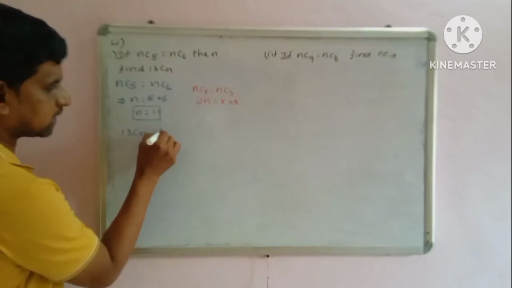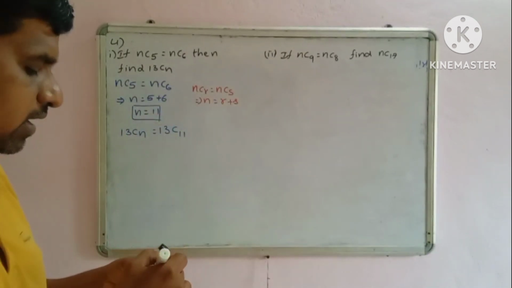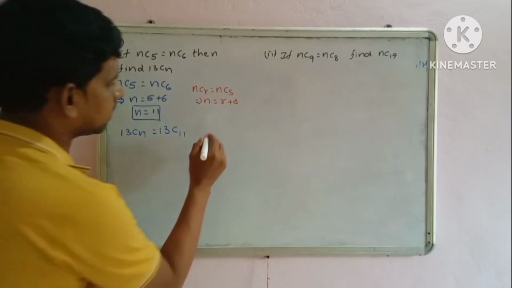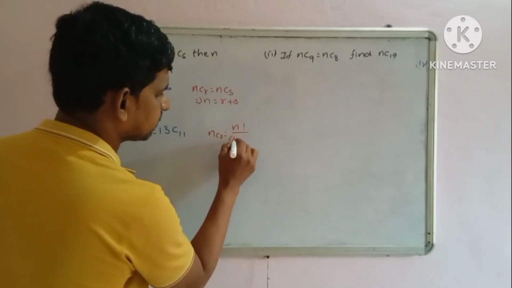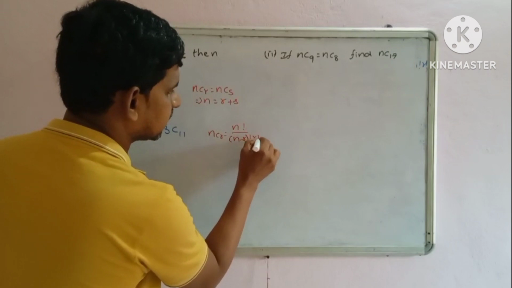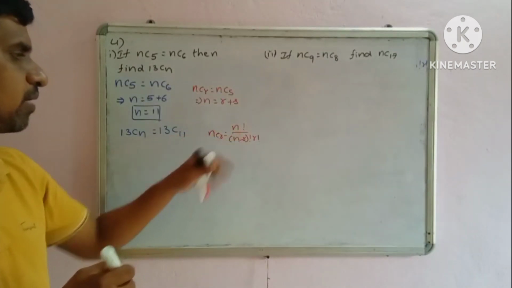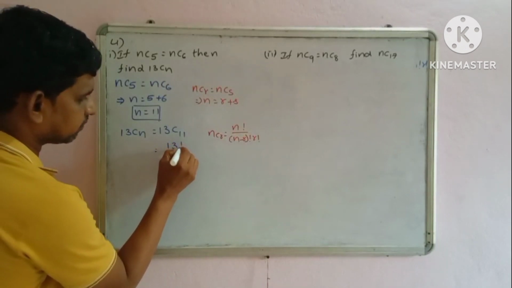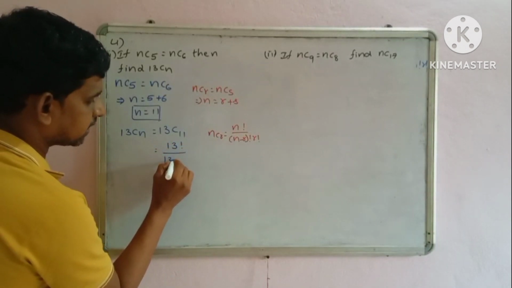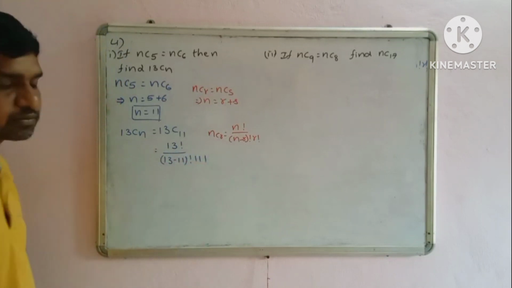13Cn equals 13C, n value 11. Now what is the nCr formula? nCr equals n factorial by (n minus r) factorial into r factorial. So this is how 13C11 is in the form of nCr. So n factorial by (n minus r) factorial into r factorial.